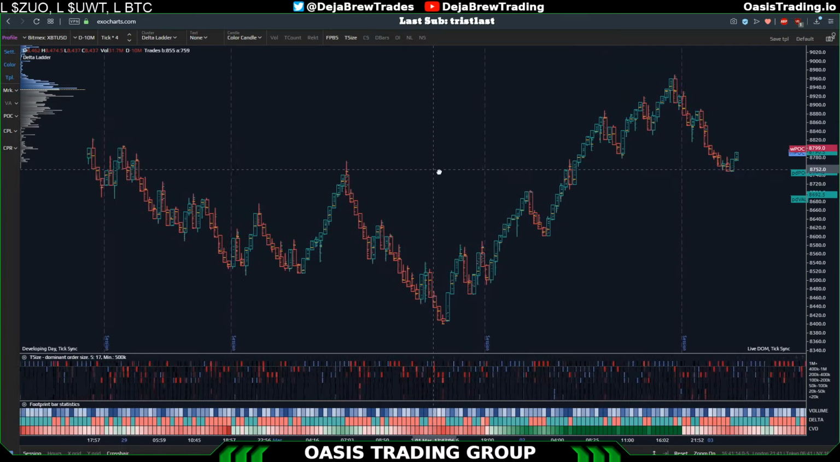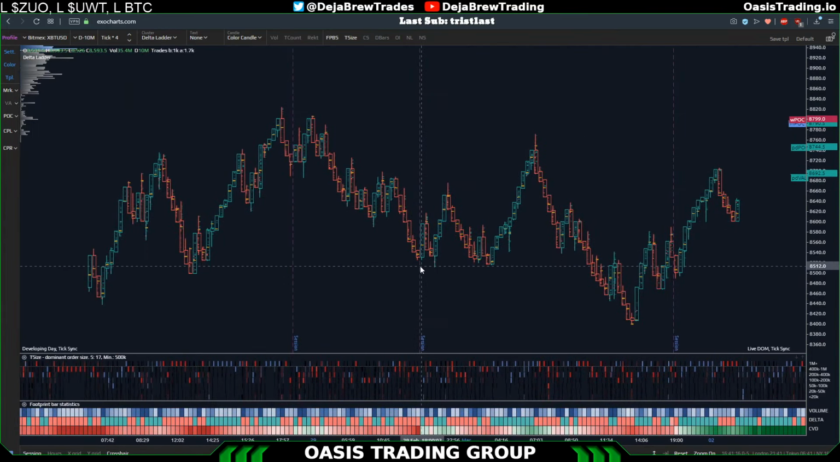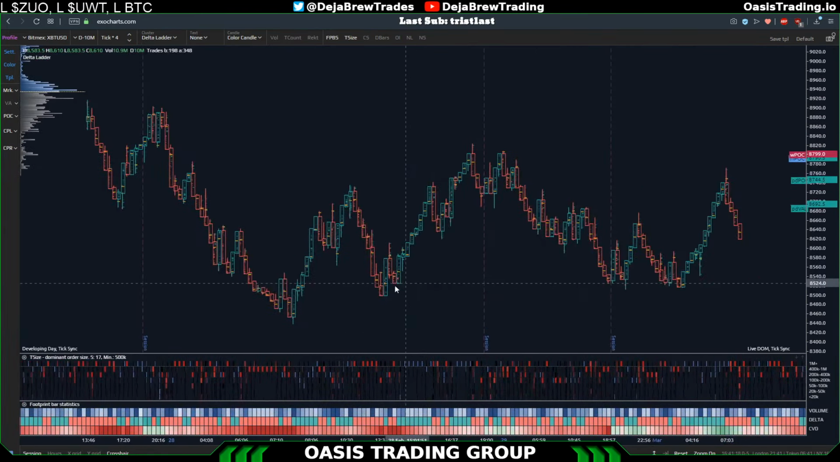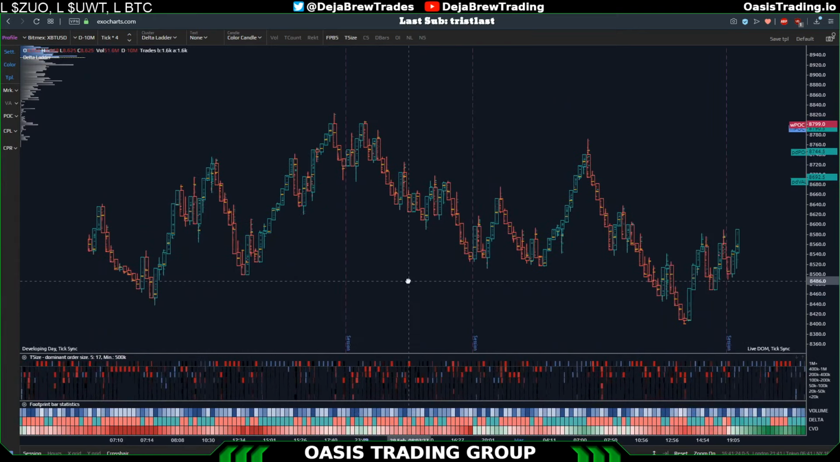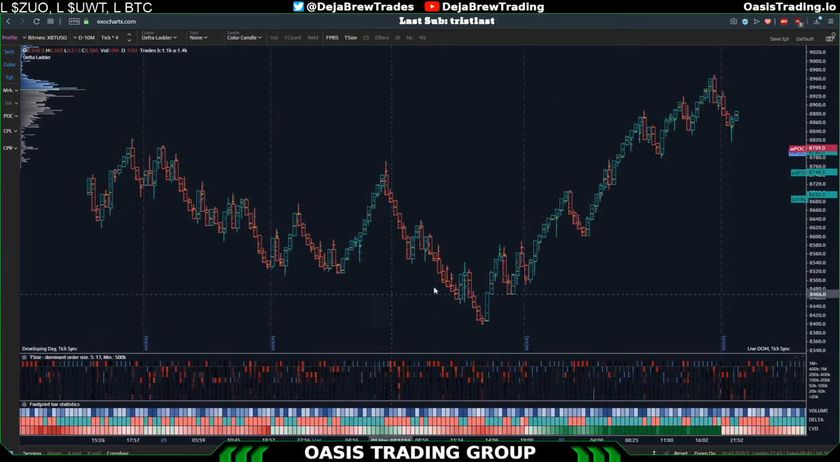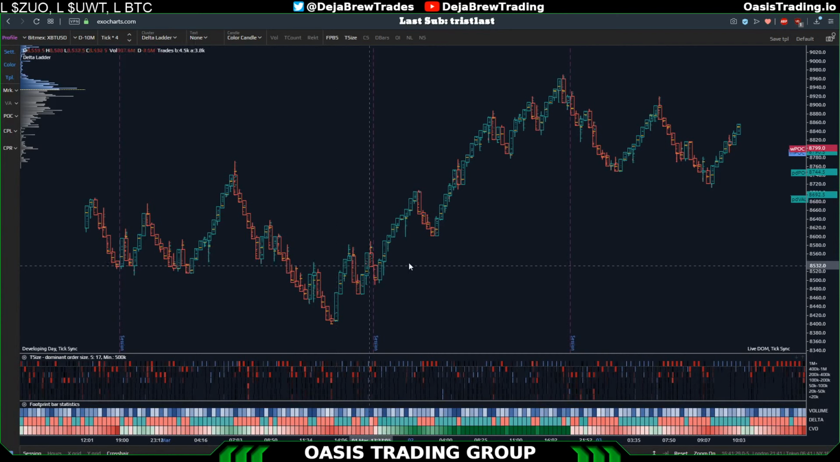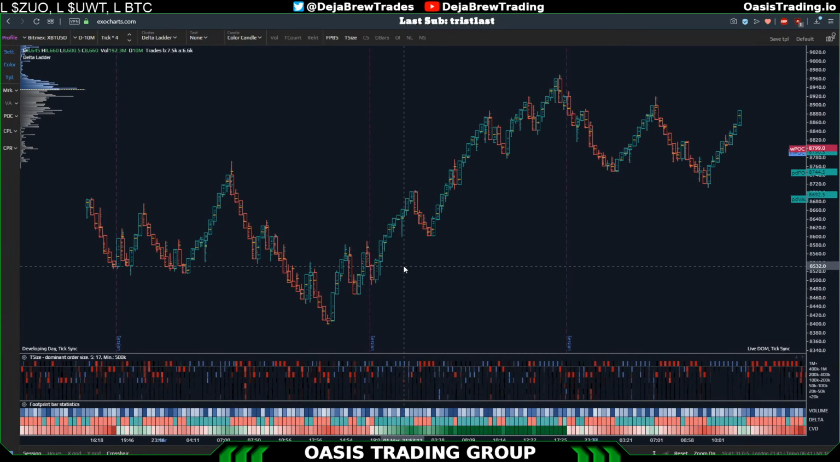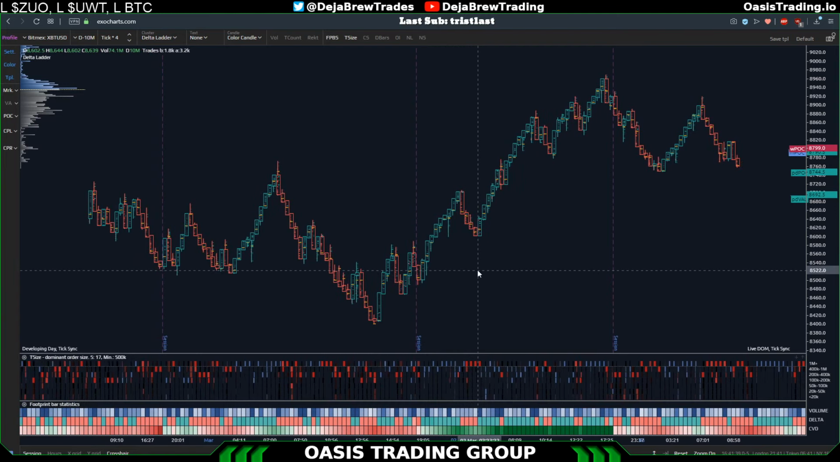And then you turn very red towards the bottoms when you're getting very bearish and you're forming those bottom patterns. You see that? So that is another way that I use the CVD. Basically, what that's showing you is that the sellers are getting a little extended. The sellers are adding on and adding on and adding on.